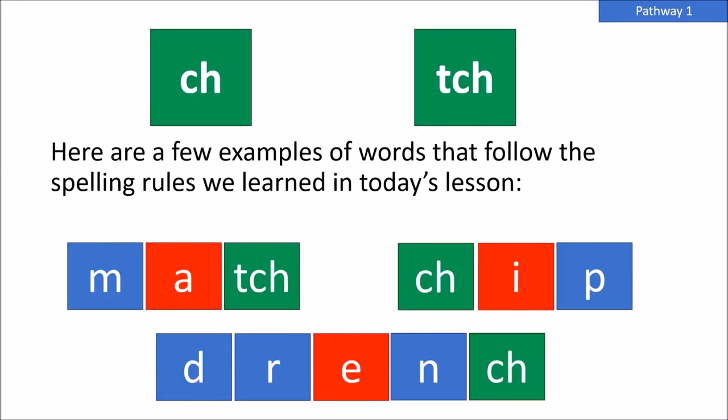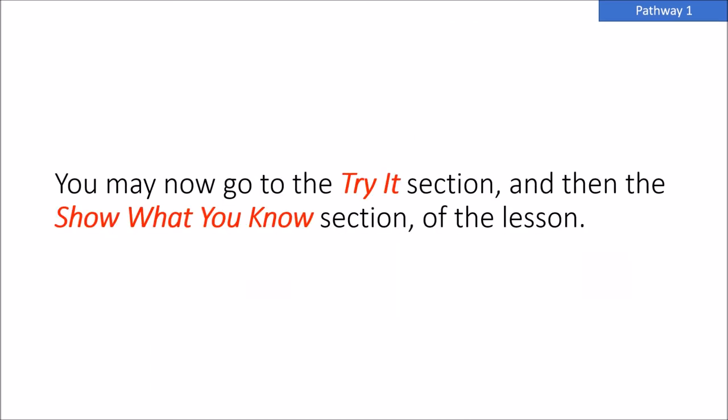Here are a few examples of words that follow the spelling rules we learned in today's lesson. Match, chip, drench. You may now go to the try it section and then the show what you know section of the lesson.